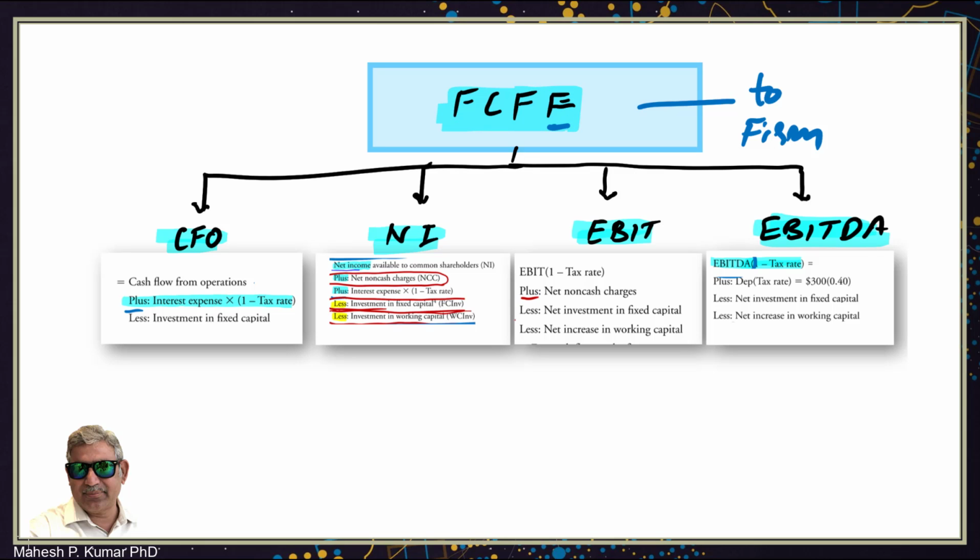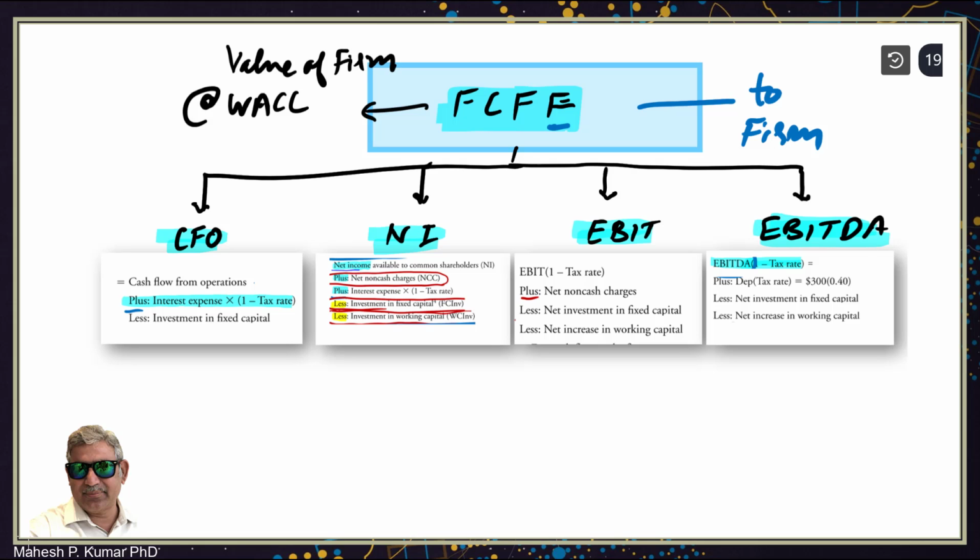So first of all, we will talk about free cash flow to the firm. In the previous 4 scenarios, we learned that we need these numbers, because once we calculate free cash flow to the firm, then we will discount it at the weighted average cost of capital to compute the value of the firm. So we need these free cash flow numbers. Now, depending upon the scenario, depending upon what kind of information we have, we compute free cash flow to the firm.